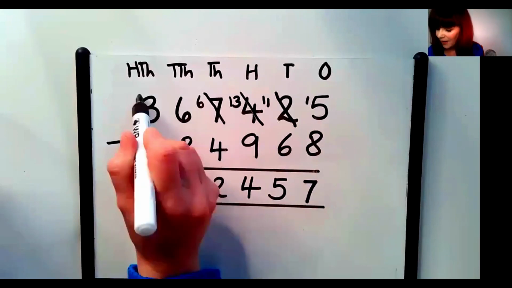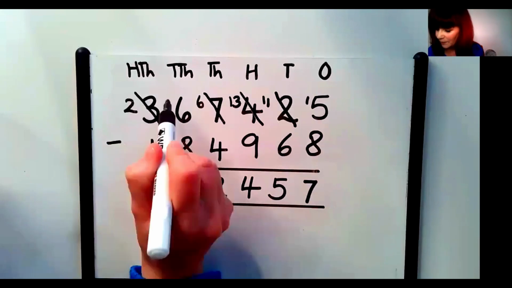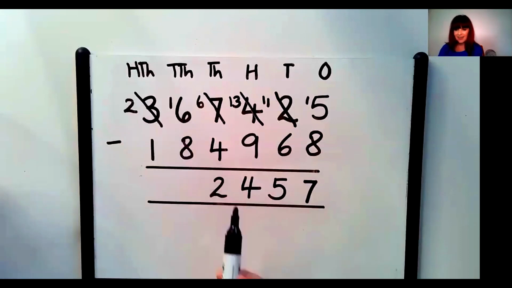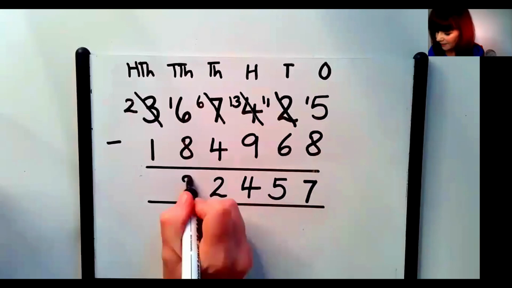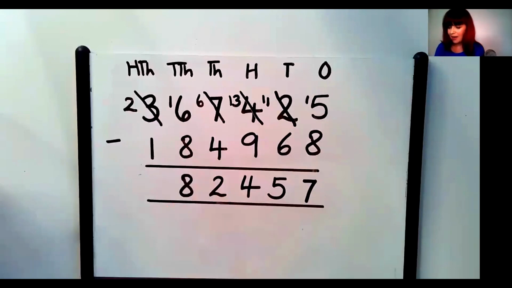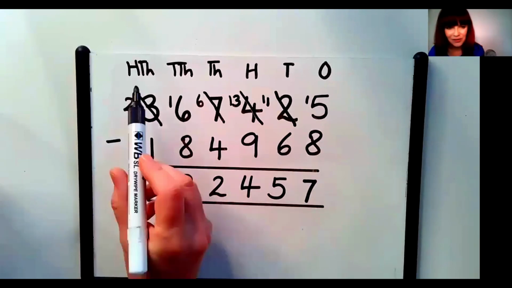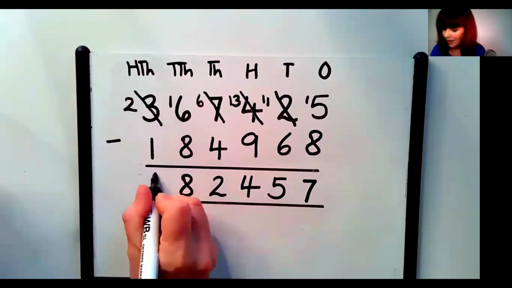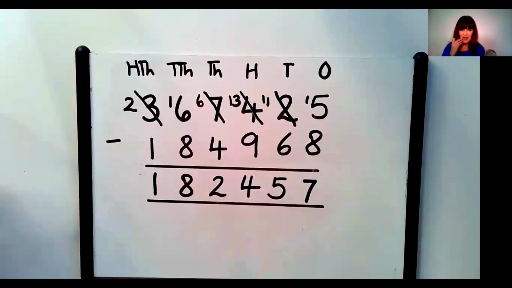I have 6 tens of thousands, take away 8 tens of thousands. That's a negative value, so I'm going to exchange. I've got 16 tens of thousands, subtract 8 tens of thousands. I've got 8 tens of thousands remaining. And finally, I've got 200 thousands, subtract 100,000. I have 100,000 remaining.